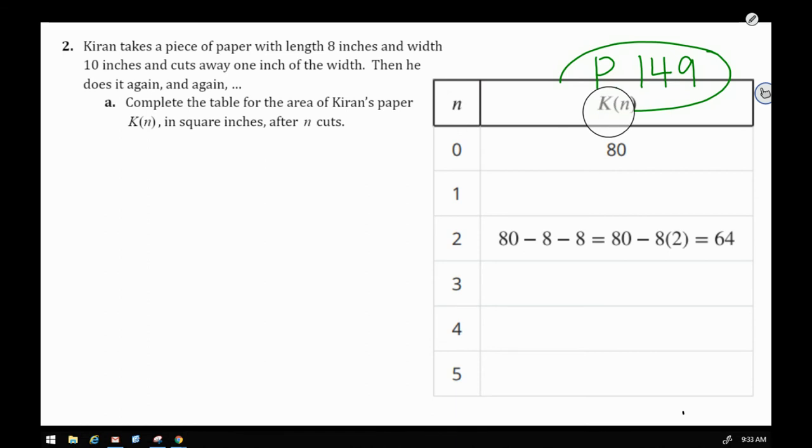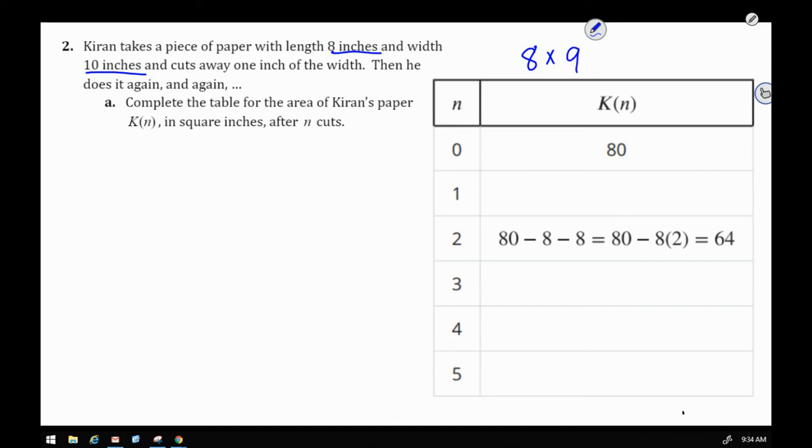All right. So Karen takes a piece of paper that's 8 by 10 and cuts away 1 inch of the width. All right, so I've stared at this one for a long time. If he takes the piece of paper and he cuts off 1 inch of the width. Okay, so he originally started off with 8 by 10. Okay, and then he's going to cut off 1 inch of the width, so we have an 8 by 9, thank you.